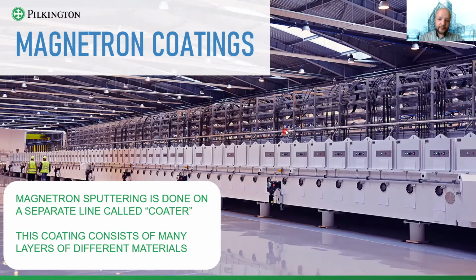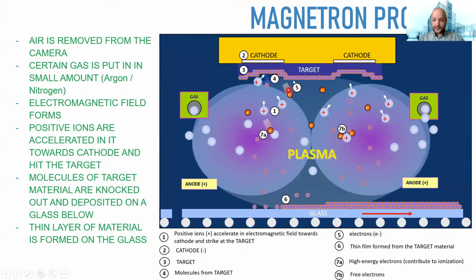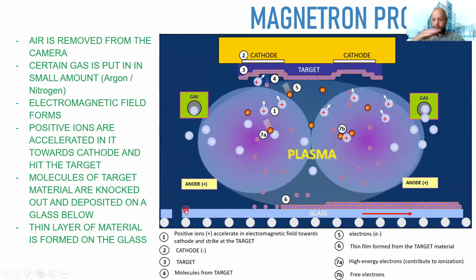The line itself consists of many chambers positioned one right after another and connected by a conveyor on which the glass is moving from one chamber to the other. That is done so we may deposit a multi-layered coating, because in each single chamber, we're putting a single material on the glass. Let us see the process, how it is done, and how this happens in a single chamber. Here is the schematic of a single chamber. At the bottom, you see the conveyor on which glass is slowly moving.